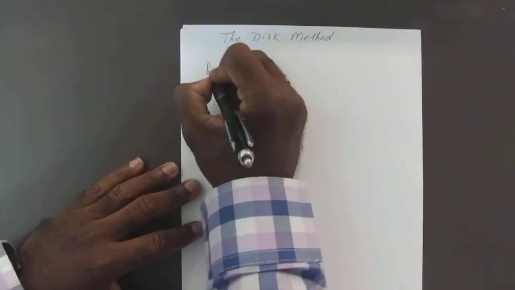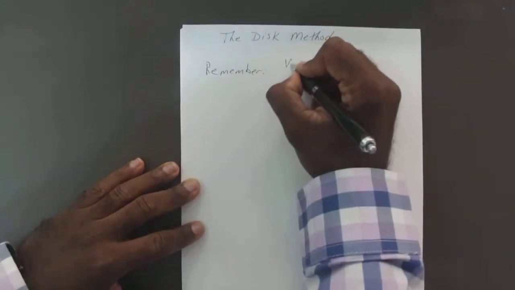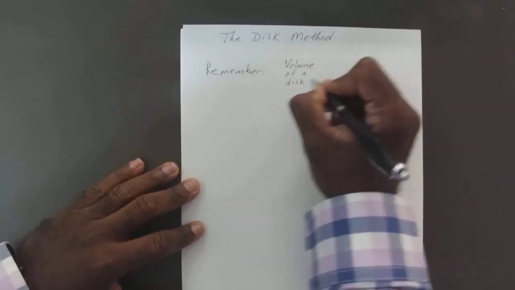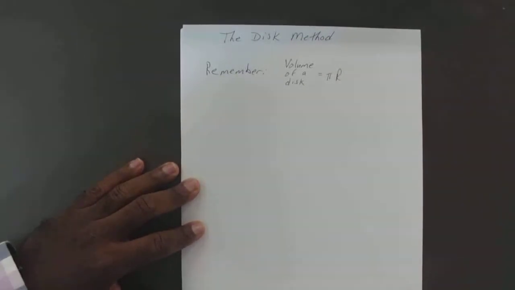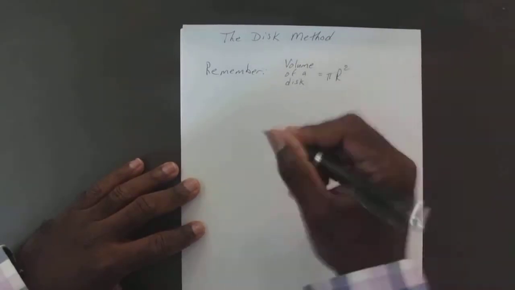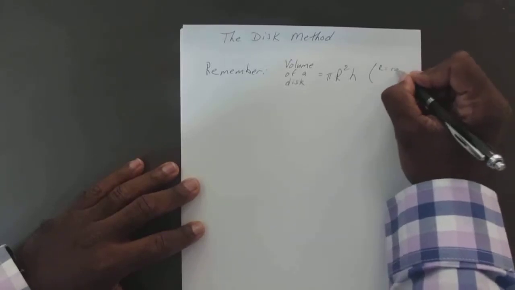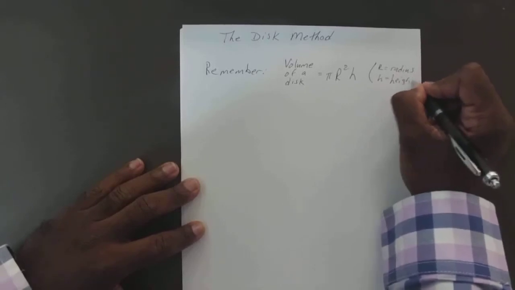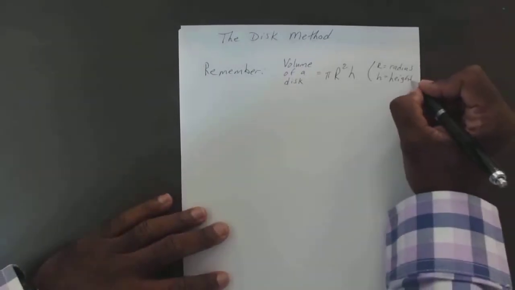Okay, so we're going to go with the disk method today. If you remember, the volume of a disk is just pi, and I'm using a capital R for this one, and you'll hopefully see why in a second. Pi radius squared times the height, where R equals the radius, H equals the height. Or if you lay it sideways, it'll be the width, either one.